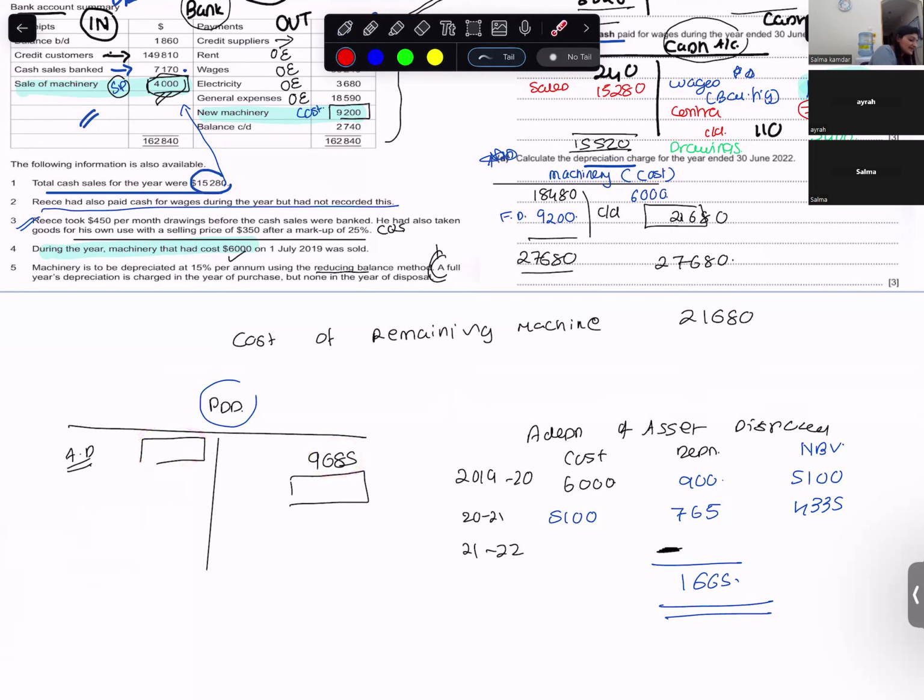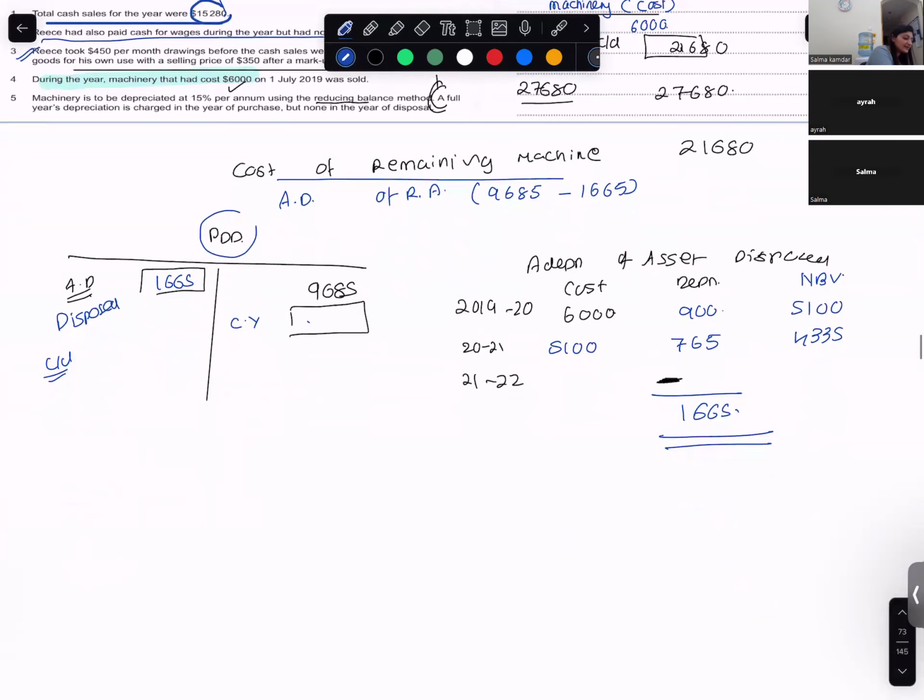accumulated depreciation of the asset disposed will come on the debit side. So 1665 will come over here. Current year depreciation would come over here and the closing balance here. Are you with me? Okay, fine. So now I have the cost of the remaining assets. I have accumulated depreciation of remaining assets. The depreciation that was there at the beginning of the year minus the depreciation of the assets sold will give me the accumulated depreciation of remaining assets.